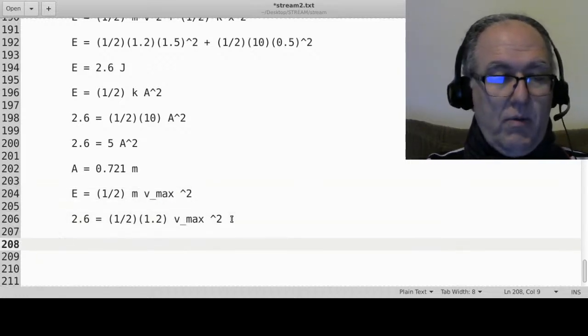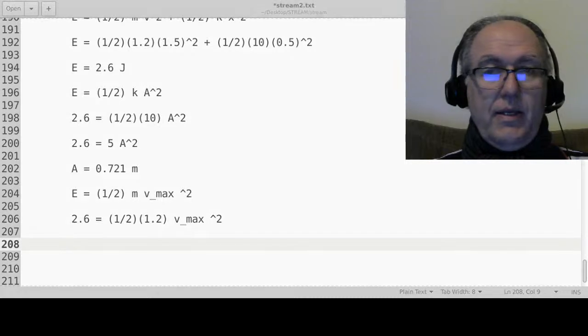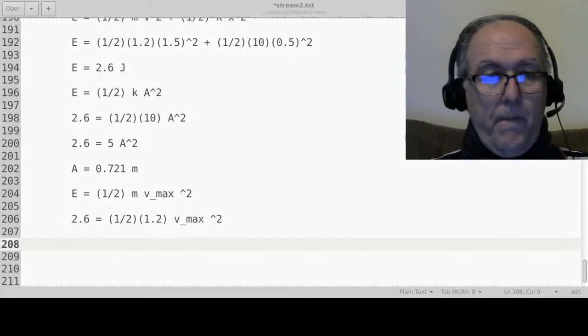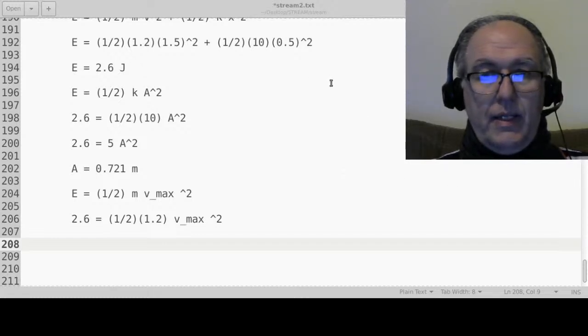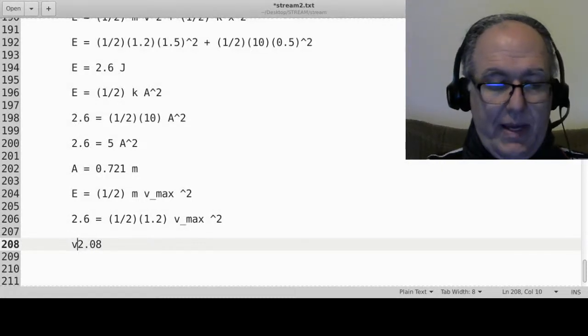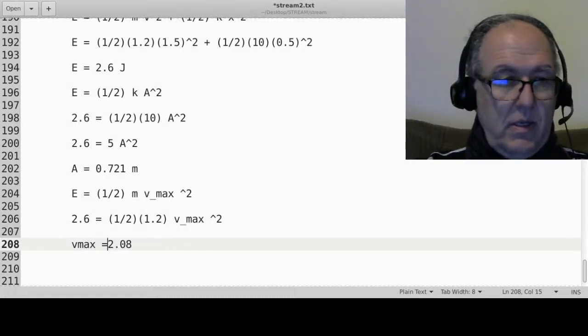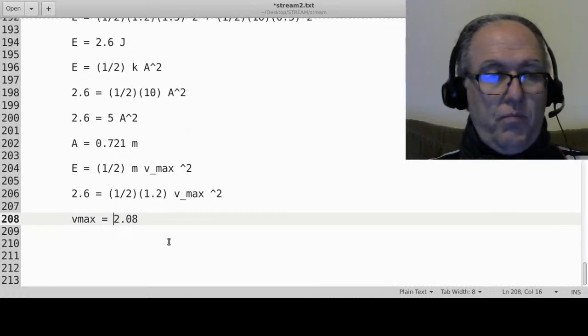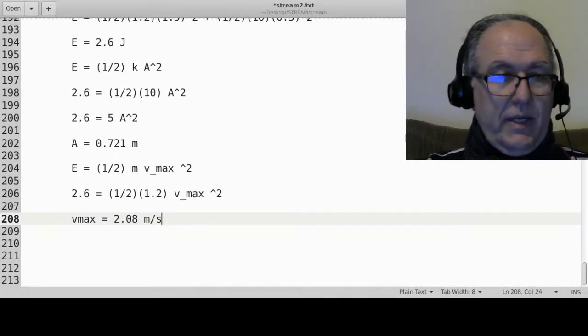Okay, and so what's this equal to? All right, let me do that on my calculator here. 2.6 multiplied by 2 divided by 1.2, and then I take the square root of that, and I get this number right here. So v max is equal to 2.08 meters per second.